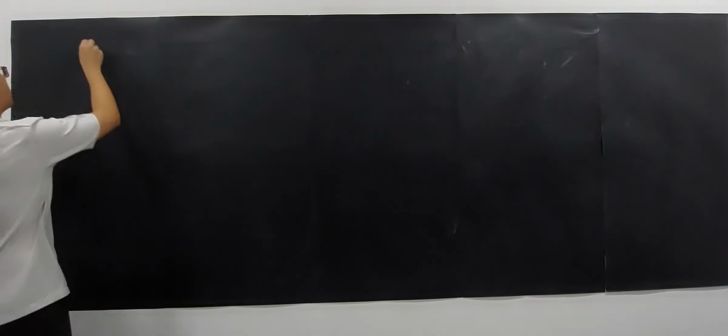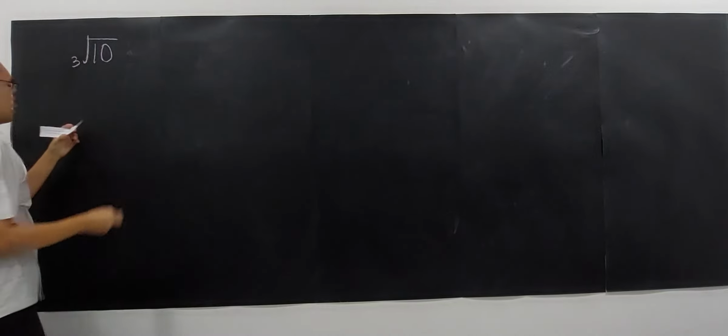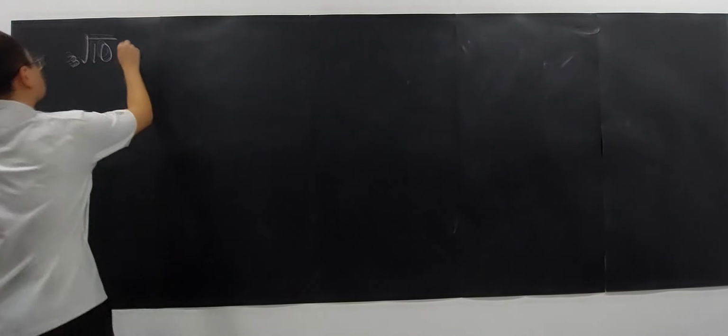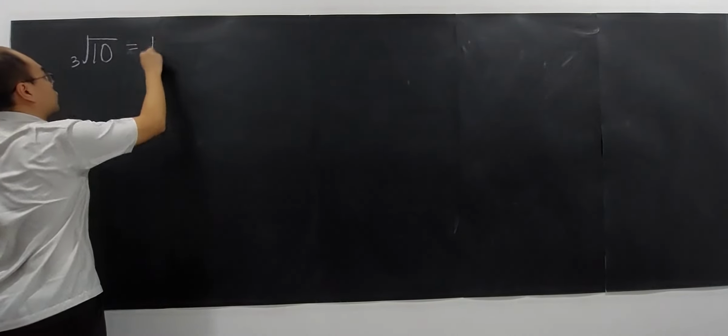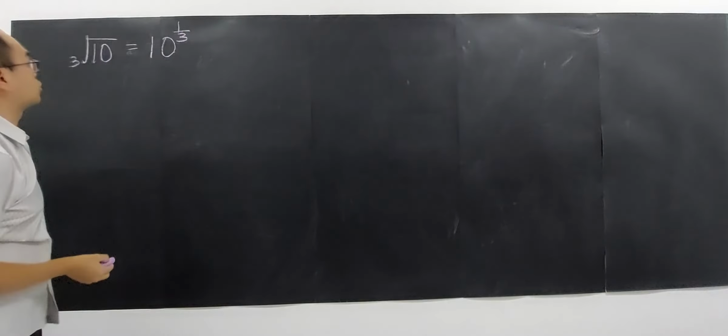I hope you already have some knowledge of binomial expansion. As you want to approximate the value of cube root of 10 by using binomial expansion, you can rewrite this, because the power is a rational number, which you can write in the form of 10 to the power of 1 over 3.